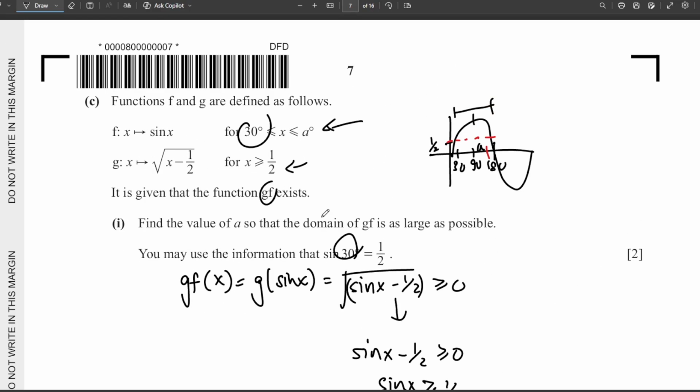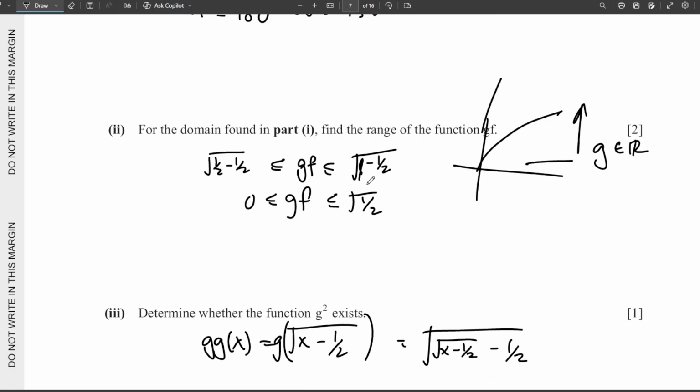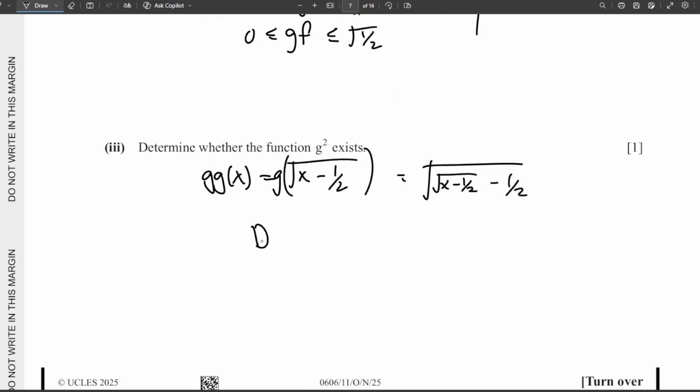And so all real numbers does not fit the domain of g, which is x must be greater than or equal to 1 over 2. So it does not exist. Okay, it doesn't exist.